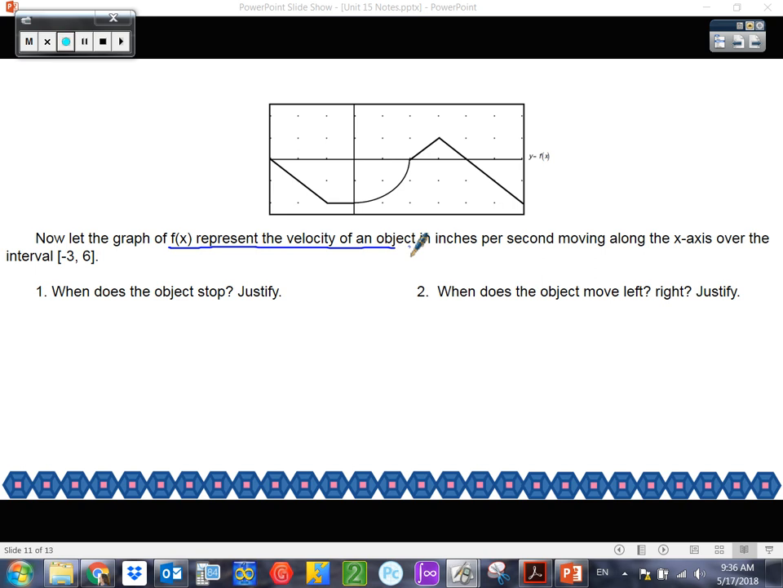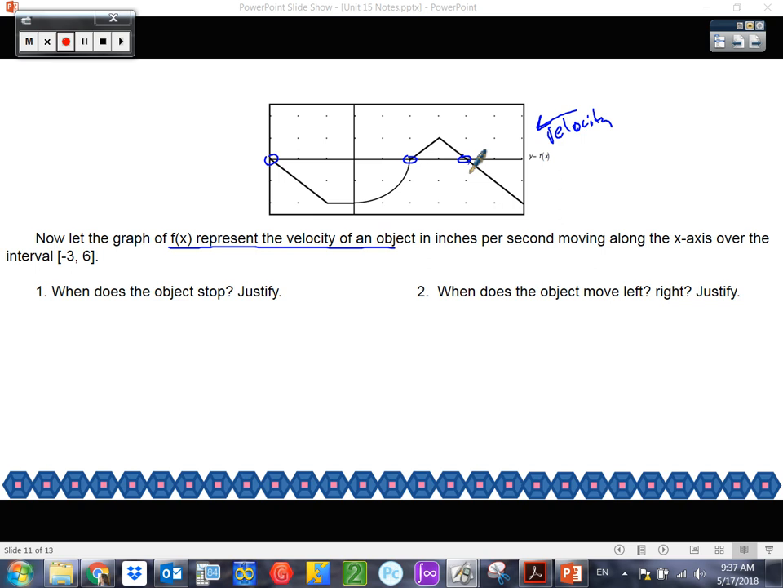Now, probably most of you have had physics or are in physics, or will take physics, one or the other. Maybe you already know about velocity. We know that an object stops when velocity equals 0, right? Zero means it's not moving. So we need to look at this picture, which is a picture of velocity, and find where the y values are 0, right? That's when it stops. So the y values are 0 here and here and here.